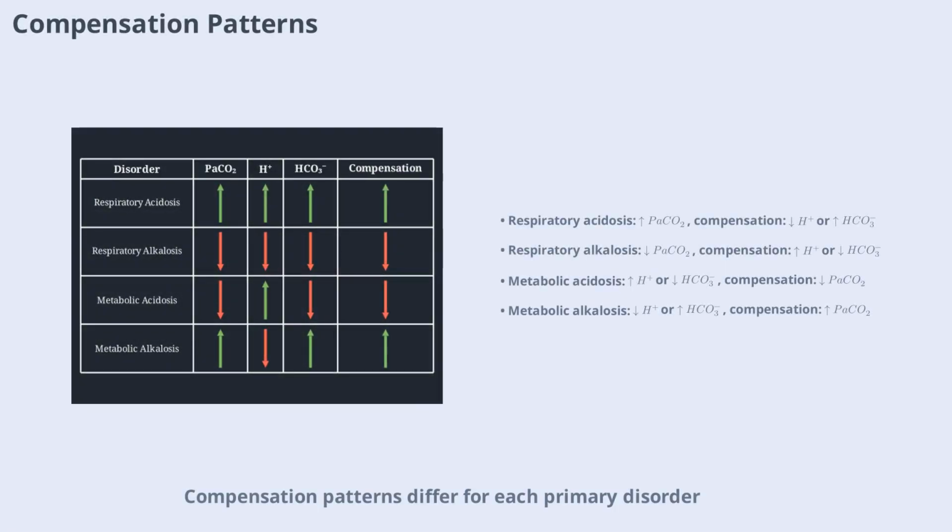Compensation patterns differ for each primary disorder. In respiratory acidosis, PaCO2 increases, and compensation involves decreasing H+ or increasing HCO3-. Respiratory alkalosis features decreased PaCO2, with compensation by increasing H+ and decreasing HCO3-. Metabolic acidosis involves increased H+ or decreased HCO3-, compensated by decreased PaCO2. Metabolic alkalosis shows decreased H+ or increased HCO3-, compensated by increased PaCO2.